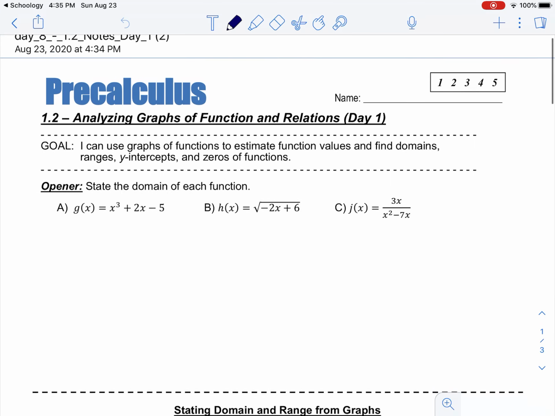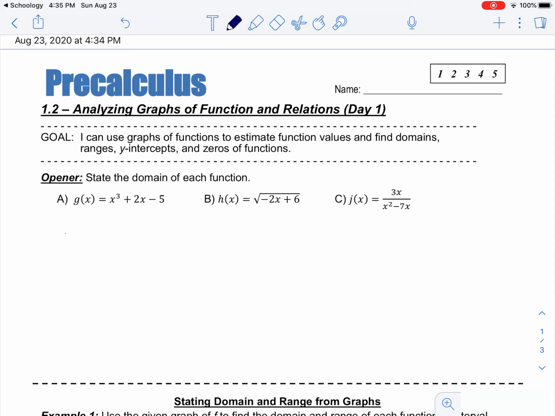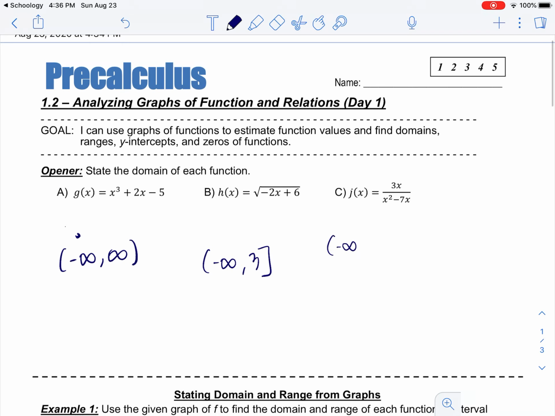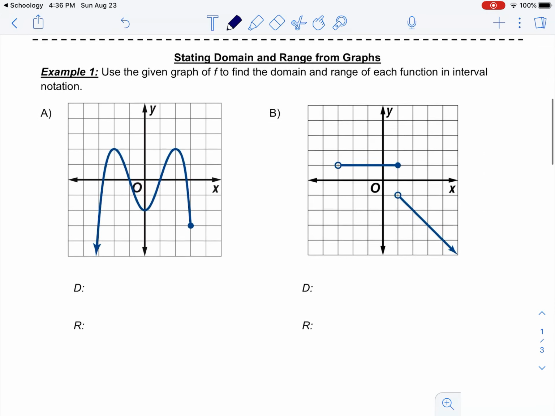All right, so here are the answers. The first one is negative infinity to positive infinity, all real numbers. There are no restrictions. Second one, negative infinity to 3, bracket. And then the third one is negative infinity to 0, parentheses, union 0 to 7, both with parentheses, union 7 to infinity. If you have questions on either of these three, you can go ahead and pause the video and ask about the specific problem you have in the Zoom call.